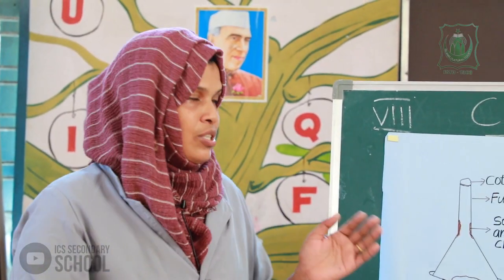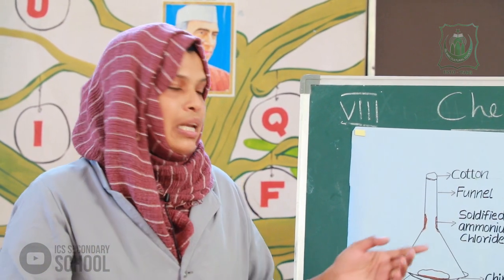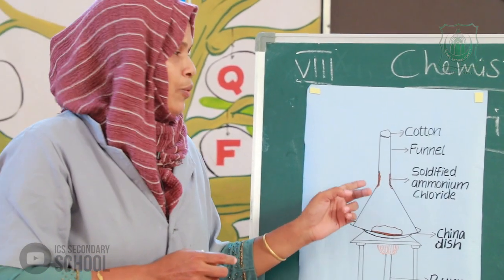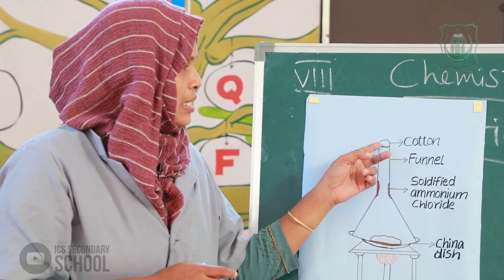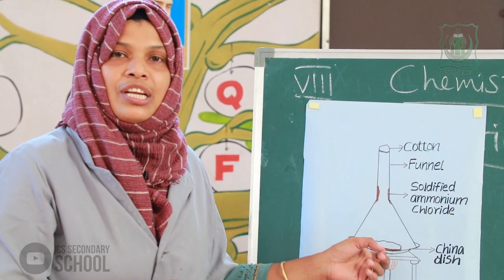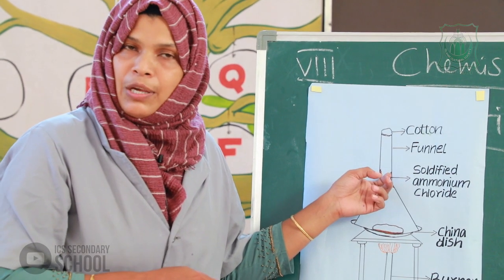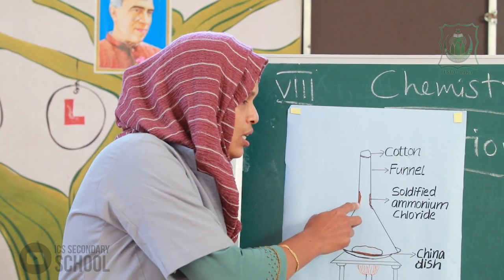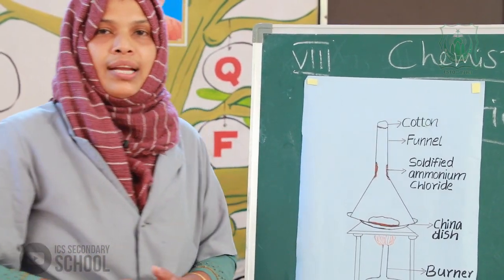Okay. What is the procedure of separation of ammonium chloride from sand? Take ammonium chloride in a china dish. Then put an inverted funnel and place a cotton at the stem of the funnel. Then heat it. Ammonium chloride changes into vapor due to sublimation and the solidified ammonium chloride sticks to the walls of the funnel, and we can separate this ammonium chloride.